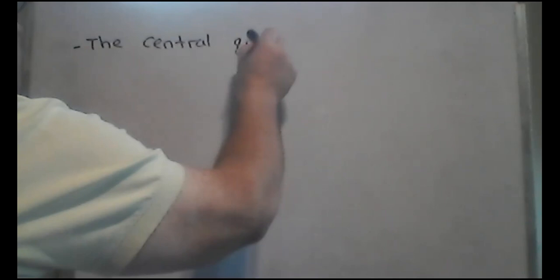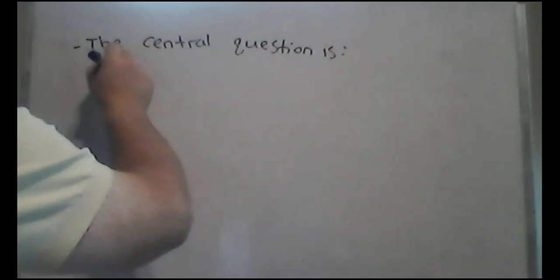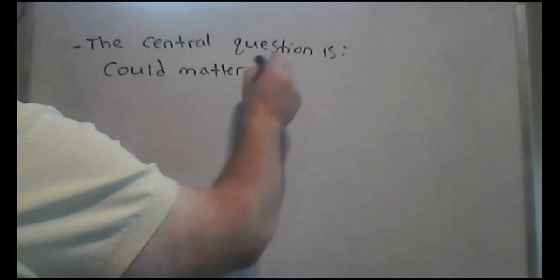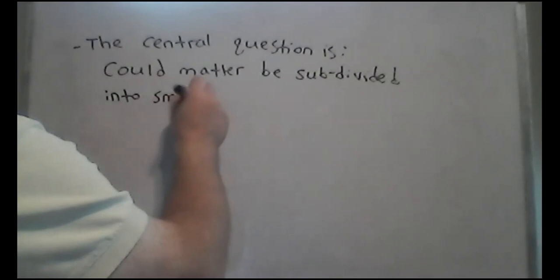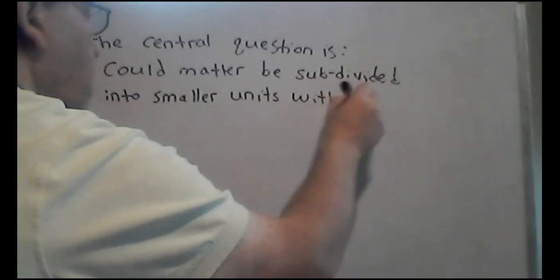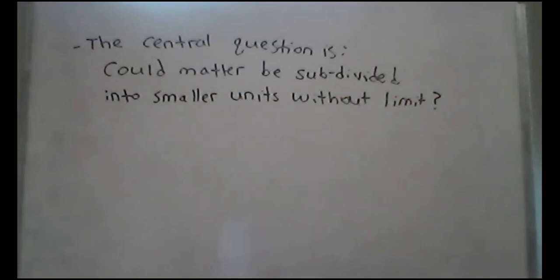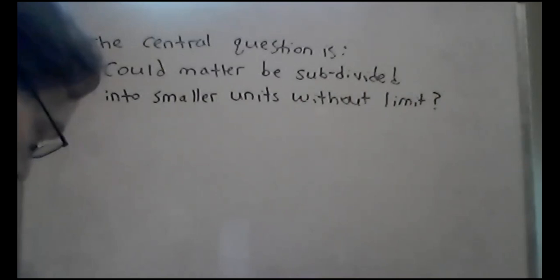All right. So this is really the question that these philosophers had. Could matter be subdivided into smaller units without limit? And you think about that, we're talking 7,000 years ago. These are very deep concepts. All right, and so it was really Democritus who thought that there was a smallest unit.